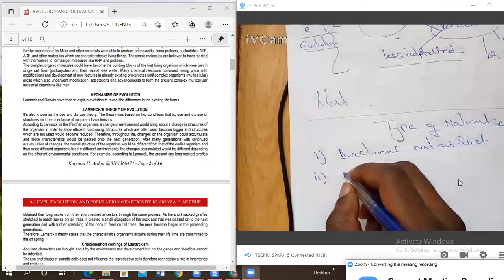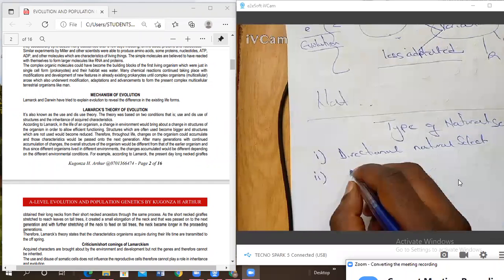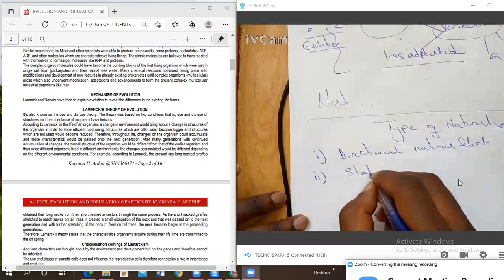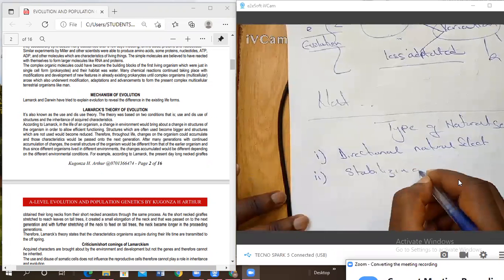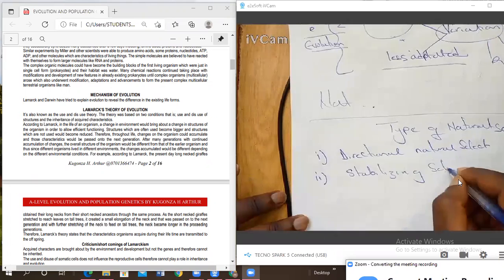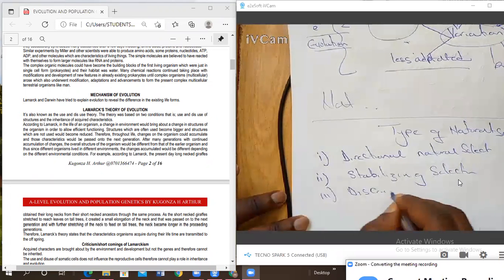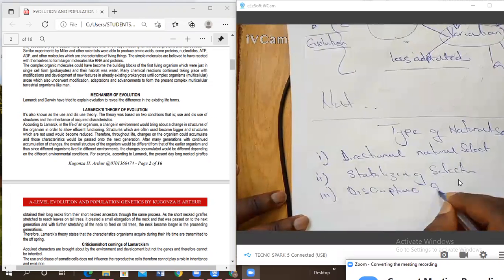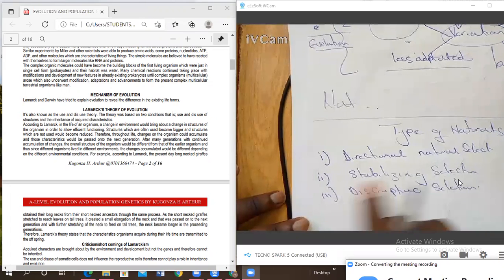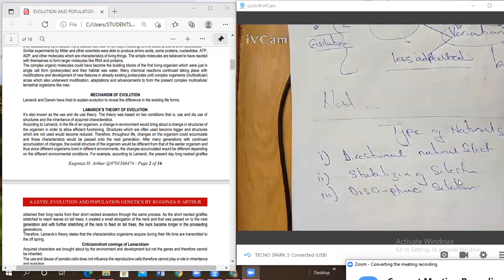The first one, we refer to as directional selection or natural selection. We have what we call stabilizing selection or natural selection. And lastly, we have what we call disruptive selection. Therefore, those are the three types. Describe different types of natural selection.